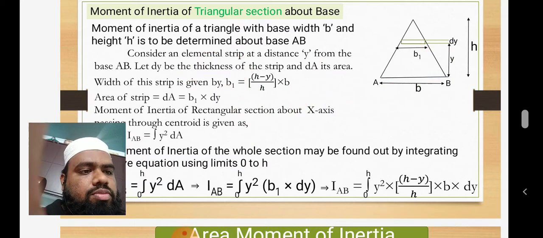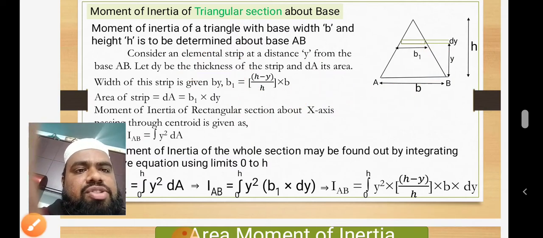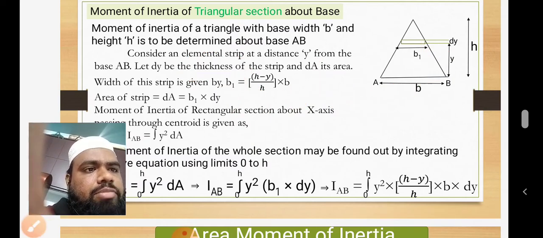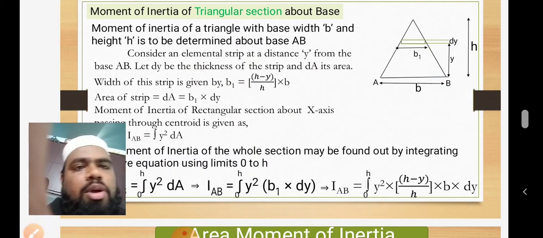Okay, so next, the width of the strip is B1. That width will be (h minus y) by h into B.